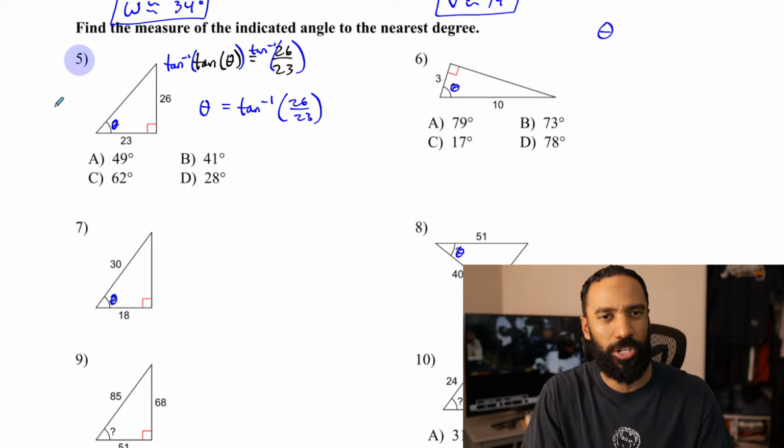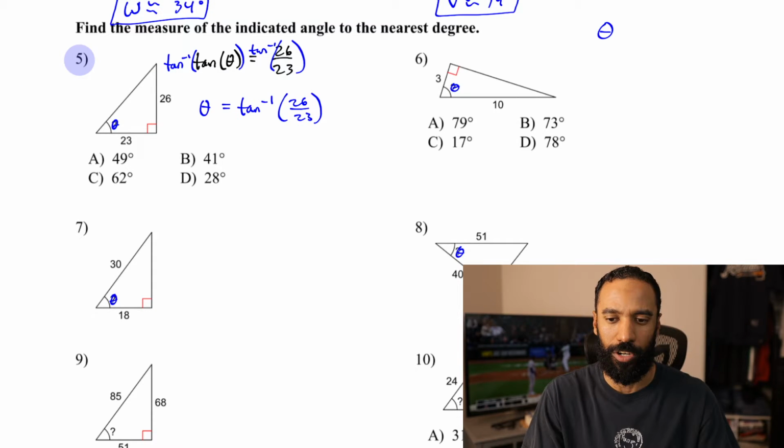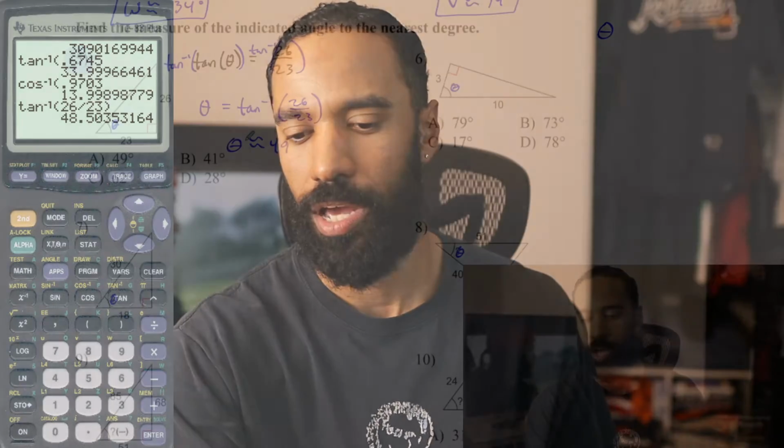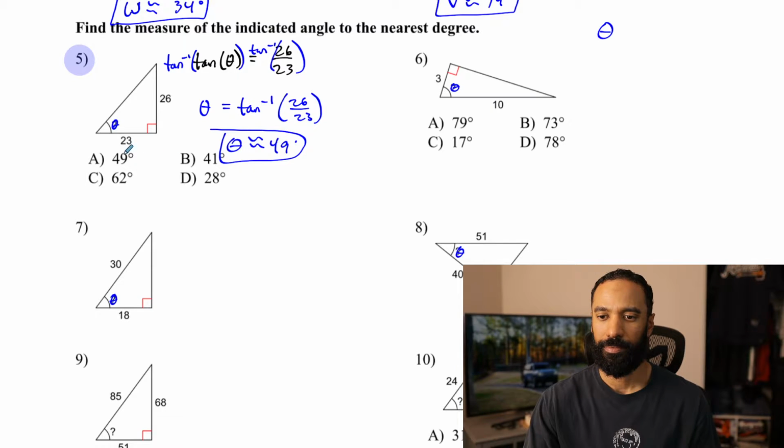And it'll be some angle measure. I know it'll be slightly more than 45. I don't know how much more. Let's just take a look at that one. Inverse tangent of 26 over 23. And don't round 26 over 23. Please make sure it's exact. 48 point, they said nearest degree, 49. Around 49 degrees. And that's an option. On here, it is option A.